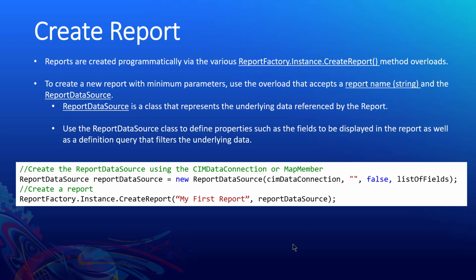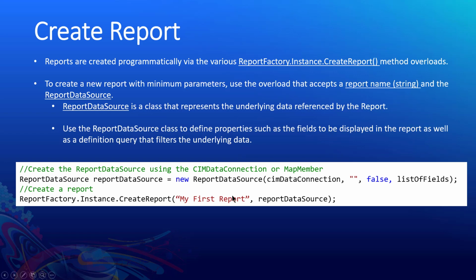Create a report programmatically using the CreateReport method on the ReportFactory class. To create a report with minimum parameters, use the overload that accepts the report name and the report data source. The report data source is a class that represents the underlying data of the report. The report data source class also defines the fields in the report as well as the definition query that filters the underlying data.